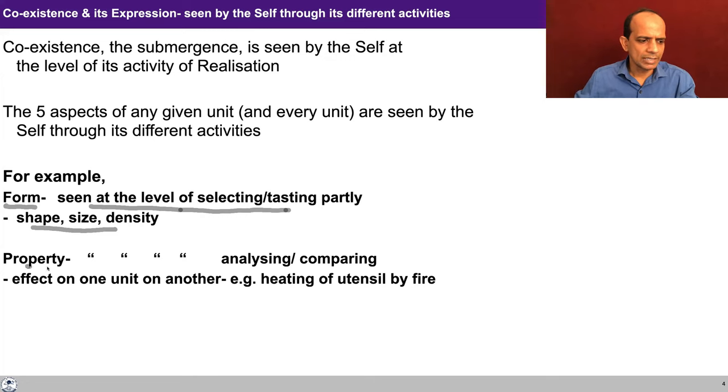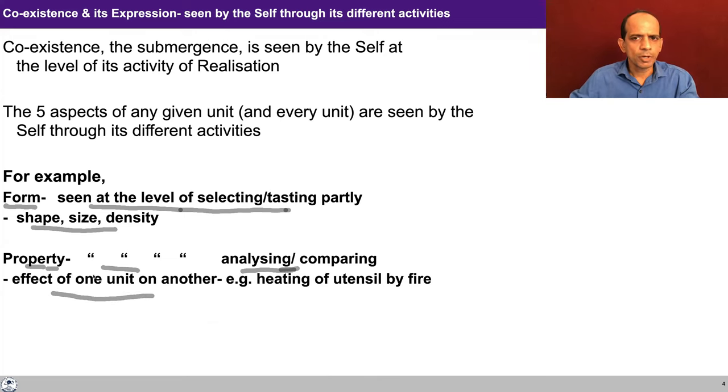When you look at the property, property is seen at the level of analyzing and comparing. And property essentially is effect of one unit on another unit. So property is effect of one unit on another unit. And one example given here is heating of utensil by fire. Now, if you put a utensil on fire, it gets heated. And if there is water inside the utensil, it starts boiling. Now, this is something that I observe, and for that I need to do the analysis.